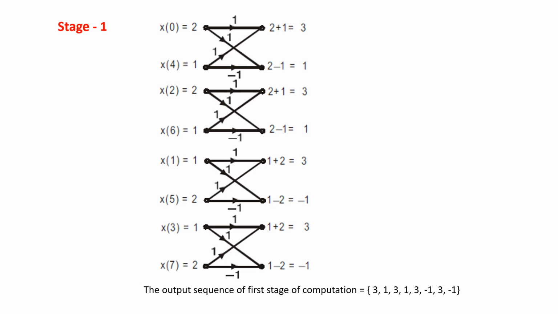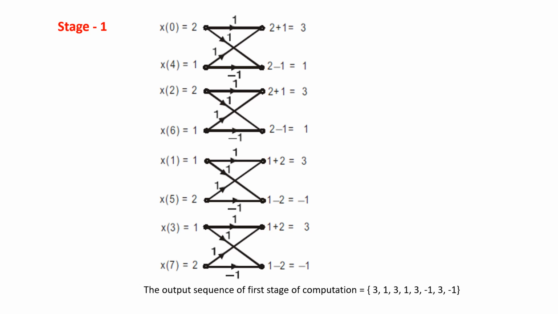This 2 is the first input that will be reaching here. This 1 will also reach here. So 2 plus 1 gives the output as 3. And in a similar way, this 2 will reach here as the first input, and this 1 multiplied with minus 1 will reach here, which is 2 minus 1, that is equal to 1. The twiddle factor of this stage is 1, so we can ignore that.